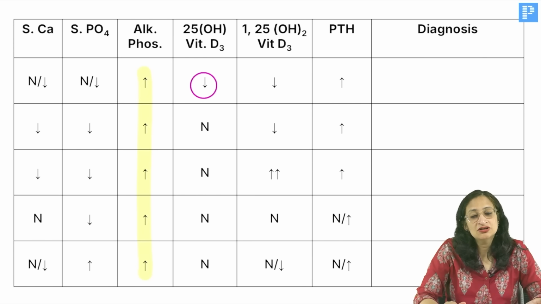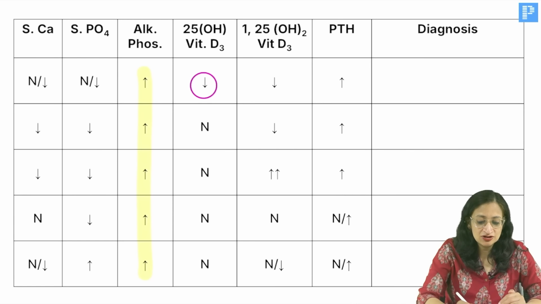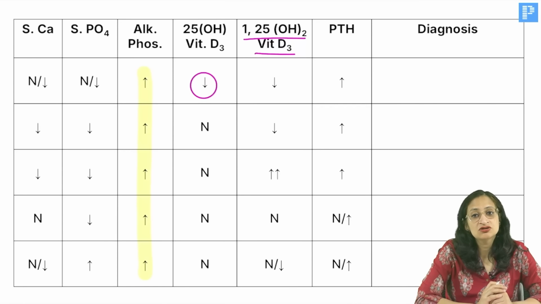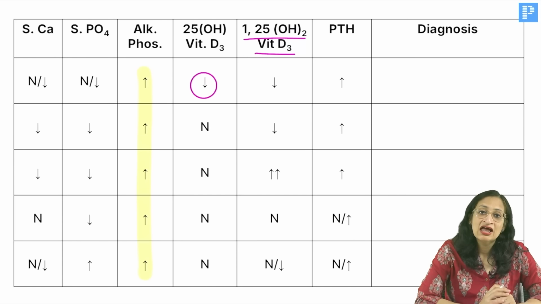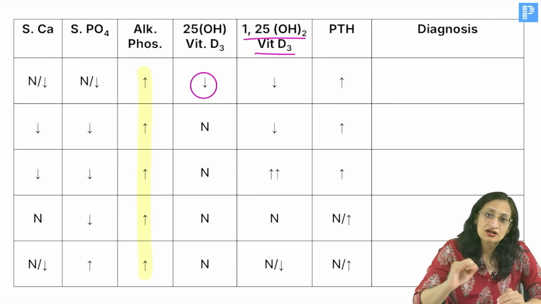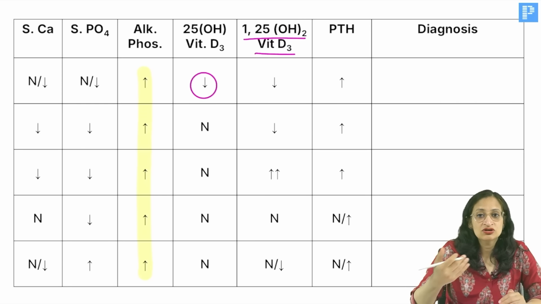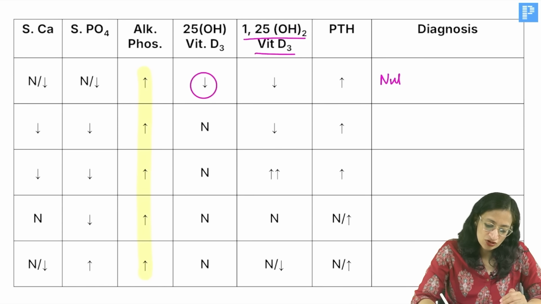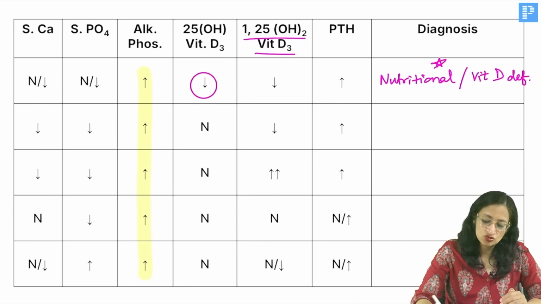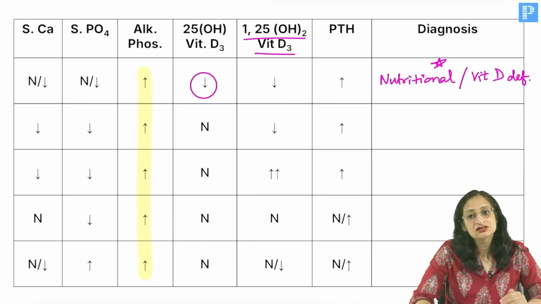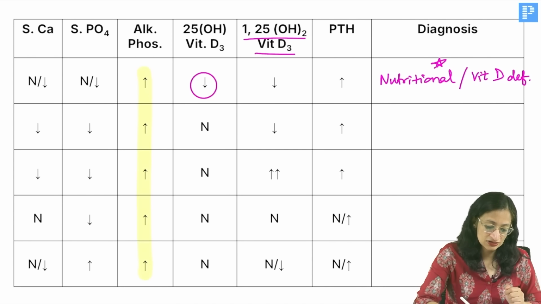Obviously, if vitamin D3 level is low, the active form of vitamin D3, that is 1,25 dihydroxycholecalciferol, will also be low. And because the feedback inhibition on parathormone is gone away, parathormone levels will be high. So all these are features of nutritional or vitamin D deficiency rickets. So the most common cause of rickets is nutritional deficiency of vitamin D. Okay, most common cause. Right? Clear? Now let us see the next case scenario.